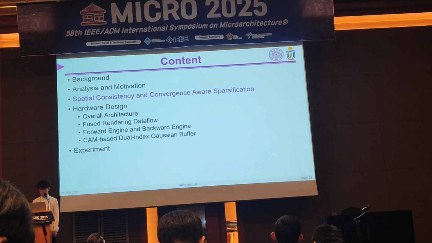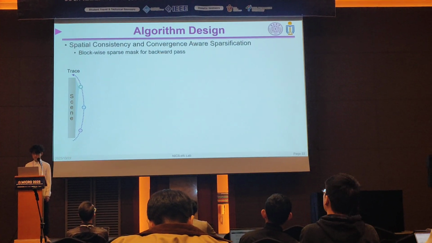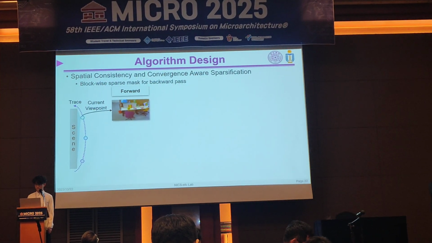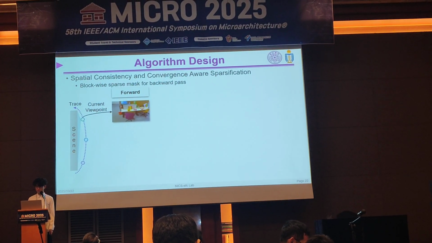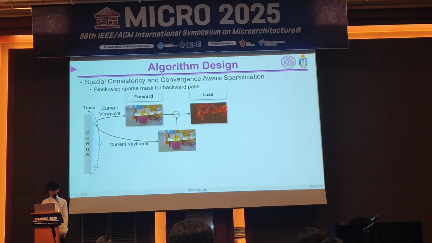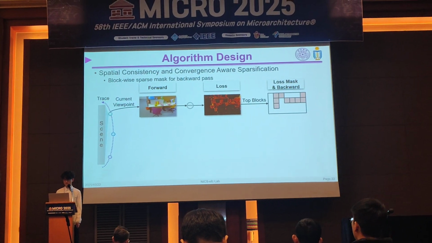And based on these insights, we developed our solutions. First, I will introduce our sparse algorithm design. For each mapping process, our algorithm starts with the common viewpoint first. We perform a full forward pass to get an accurate loss map. And next, we stack the top boxes with the highest error and perform a sparse backward pass on them.